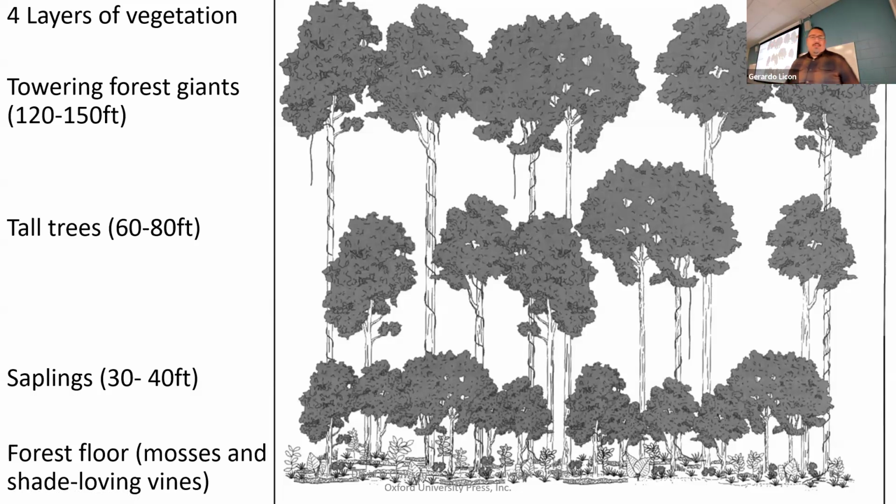It actually loses its nutrients quite quickly when it's used for farming. There are 4 layers of vegetation in the rainforest. The tallest is the towering forest giants, then the tall trees, then the saplings, and then the forest floor. You're not going to be tested on the specific number of feet at which you can find each one of these, but do know which ones are lower and higher and how many there are.